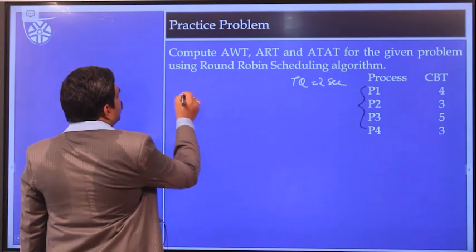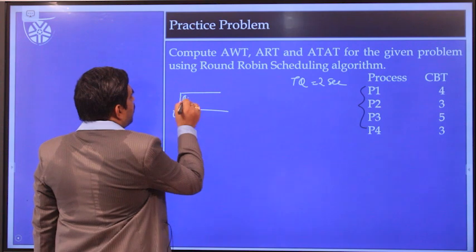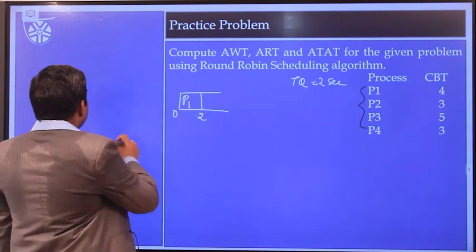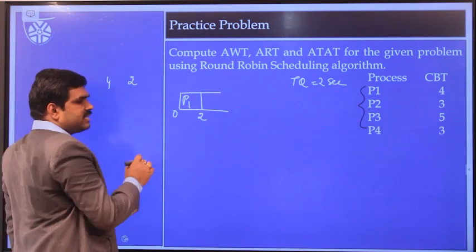Okay, so firstly, which process is going to get the CPU? Process P1. P1 is going to get the CPU for only 2 seconds because the CPU burst time of process P1 is 4 seconds and I am going to assign the time slice as 2 seconds.